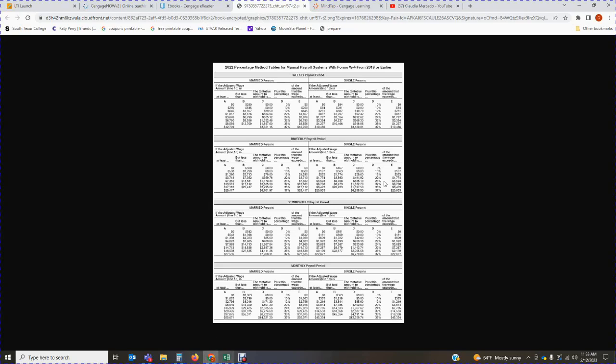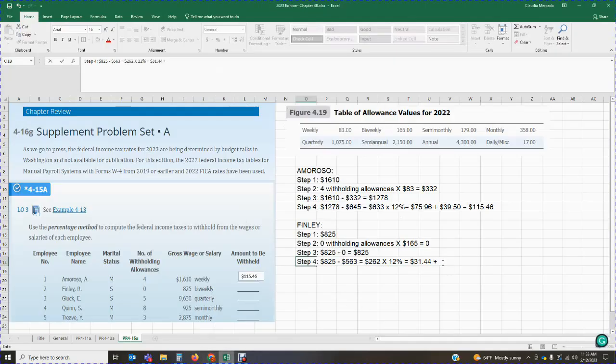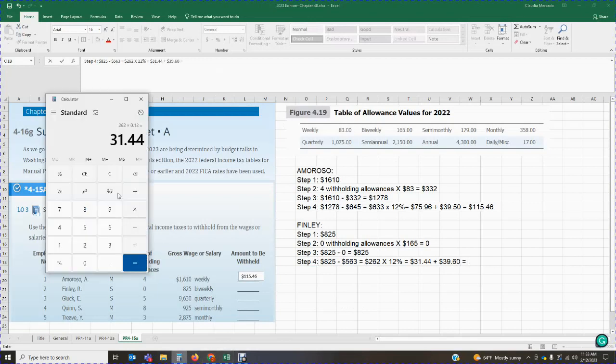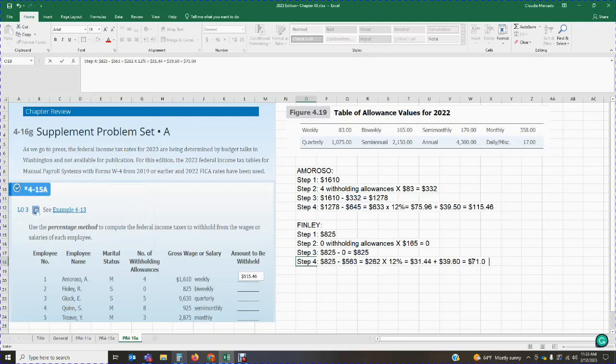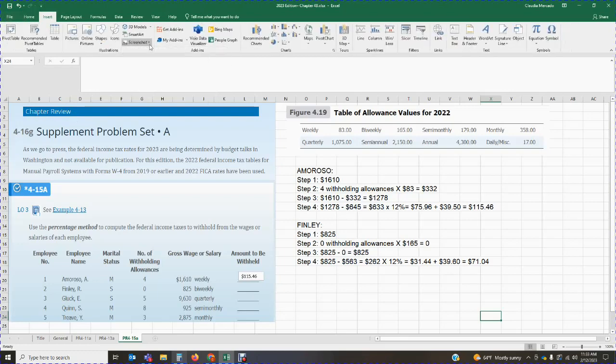So the amount for that is $39.60. We're going to go ahead and add $39.60. And that's going to give me $31.44 plus $39.60, $71.04. So the amount of withholding for this employee, Finley, who is single and gets paid $825 bi-weekly, would be a federal withholding of $71.04. Let me just put that here.